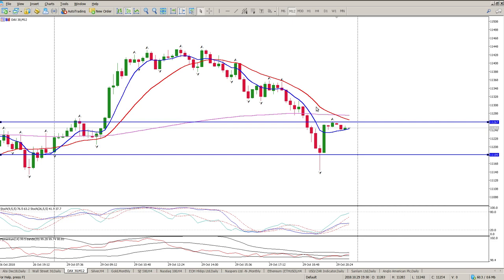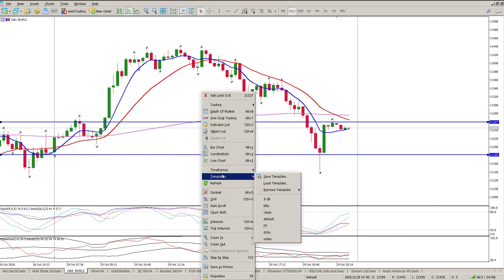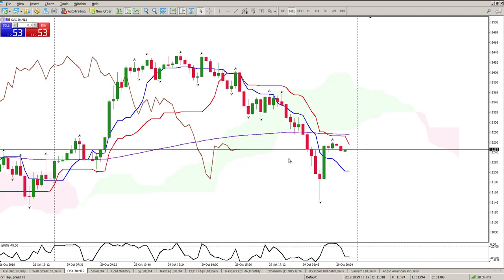So before we close off, let's just have a look at the Ichimoku. The 12-minute Ichimoku is not very positive.